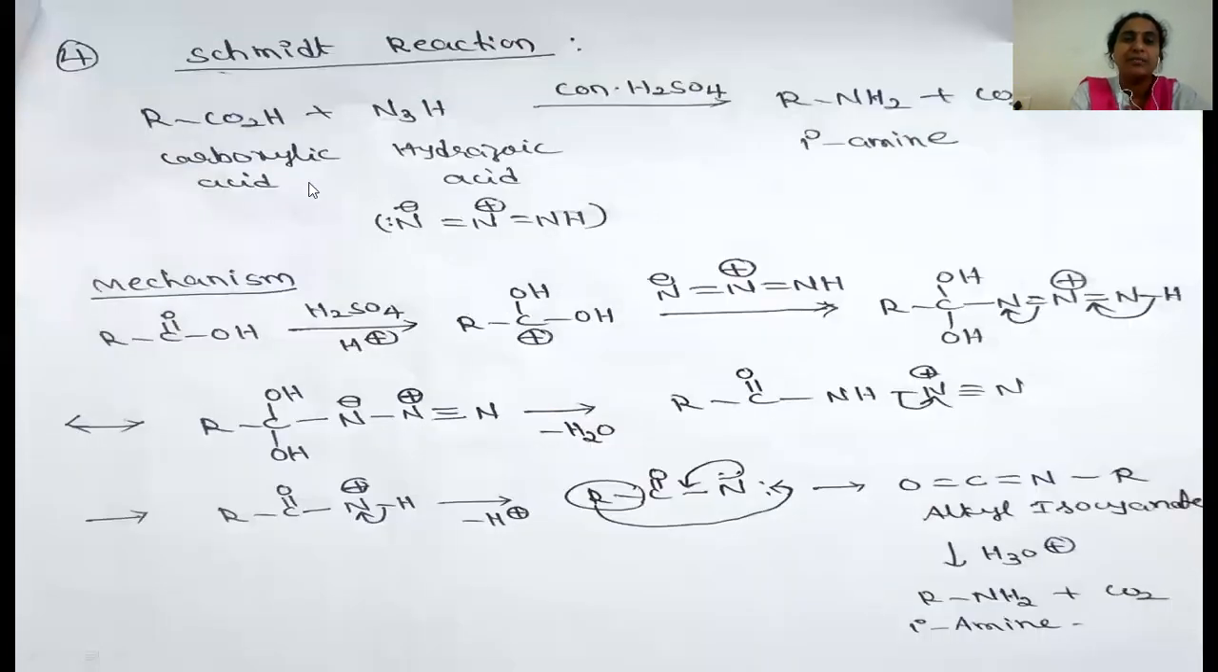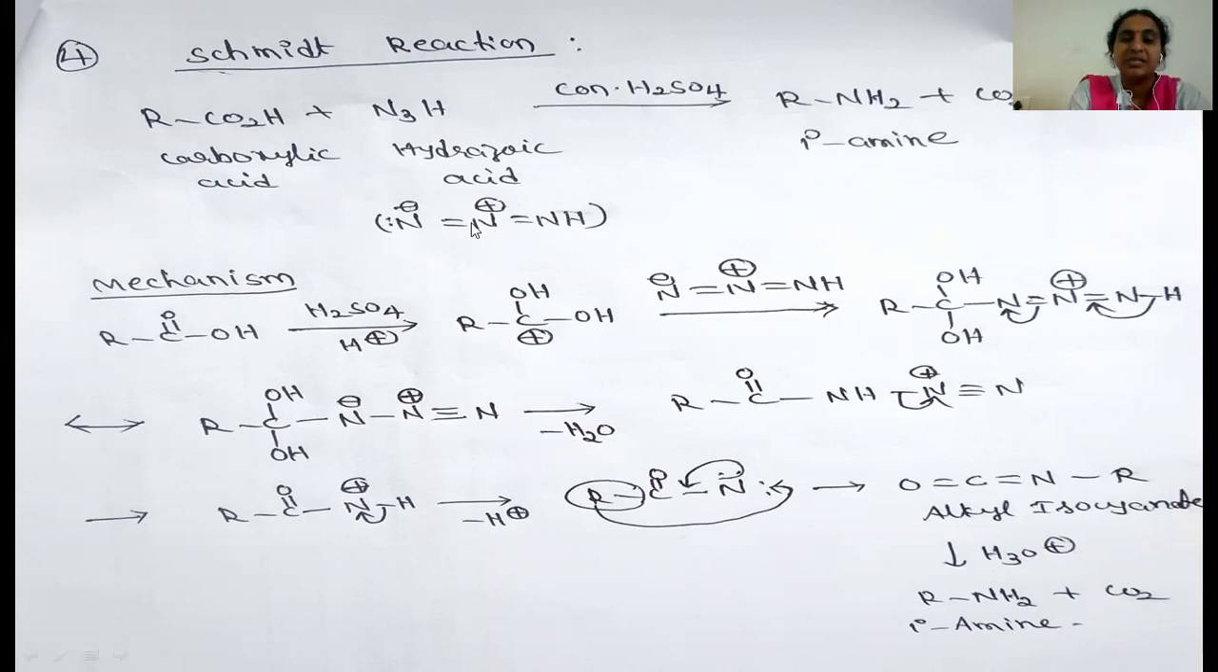So the next preparation method is the Schmidt reaction. In the Schmidt reaction, the starting reactant is a carboxylic acid, CO2H, which reacts with N3H, nothing but hydrazoic acid. This is the structure of N3H. Here this nitrogen has the minus charge because it has only 2 bonds, and it also has one lone pair of electrons.